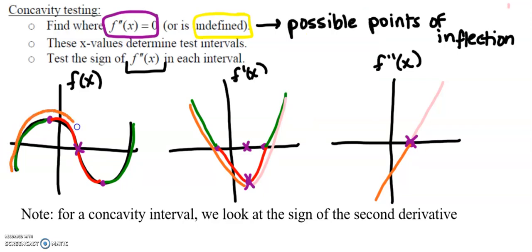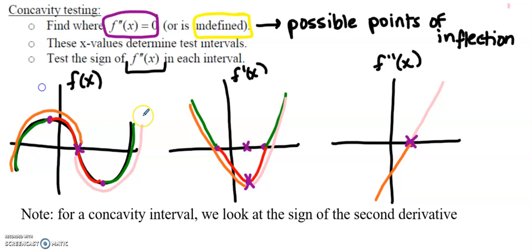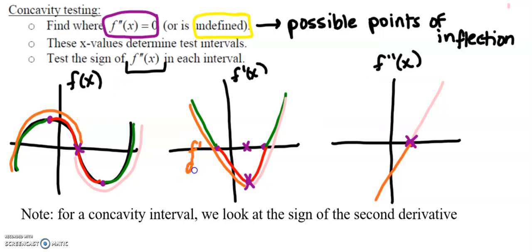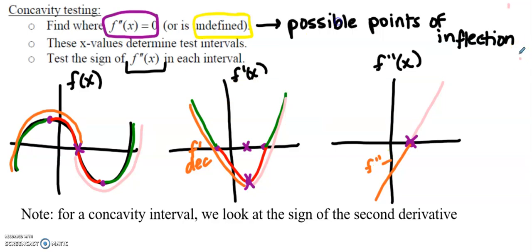This was all concave down, and this was all concave up, because our first derivative, f prime, was decreasing, which means f double prime is negative. F prime here was increasing, which means f double prime needs to be positive.